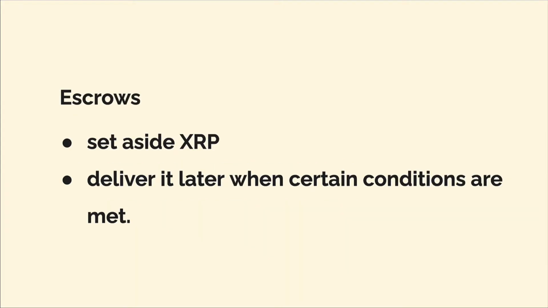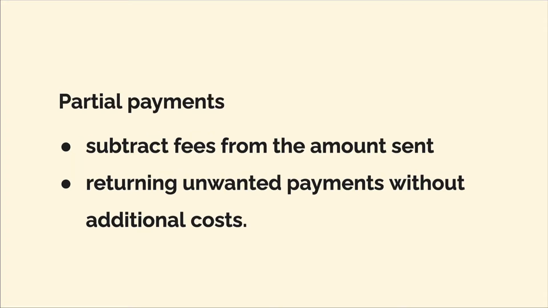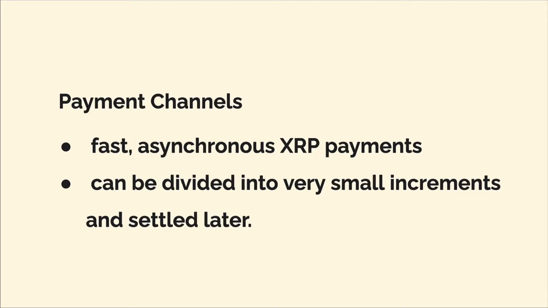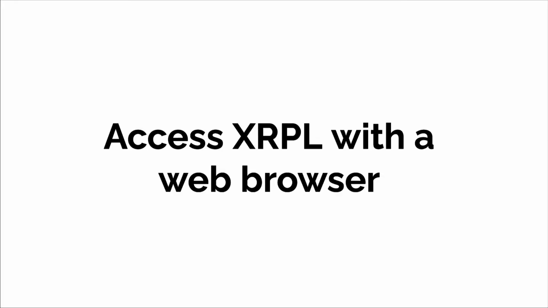cashed. In the Xrp ledger, there's also the opportunity for escrows, which set aside Xrp and deliver it later when a certain condition is met. As well, there's the option of partial payments, where you can subtract fees from the amount sent. This allows you to return unwanted payments without additional costs. As well, on the Xrp ledger, there are payment channels for fast, asynchronous Xrp payments. Xrp can be divided into small increments and settled later. So those are the payment options available on the Xrp ledger, and more payment options are being added over time.